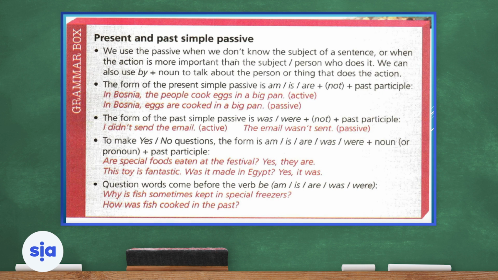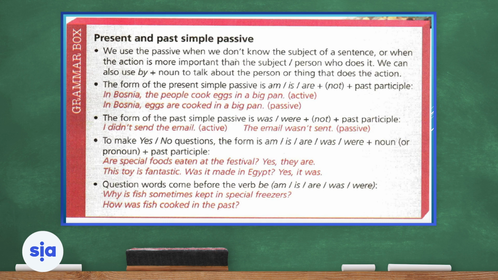Now, let's look at the form of the past simple passive, which is was and were plus not and the past participle. I didn't send the email. This is the active voice. But if I want to change it into passive voice, I will probably use the word email in the beginning. So I would say, the email wasn't sent.